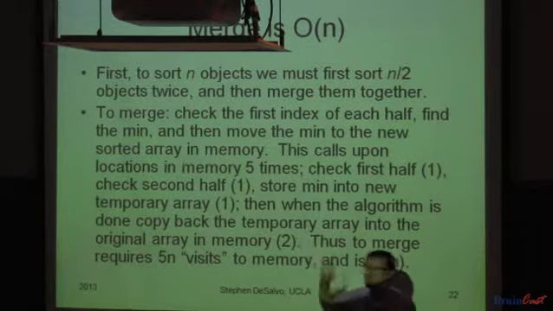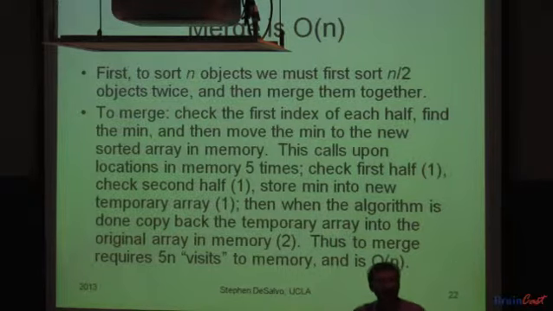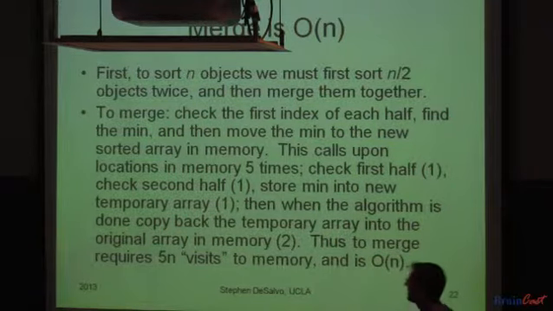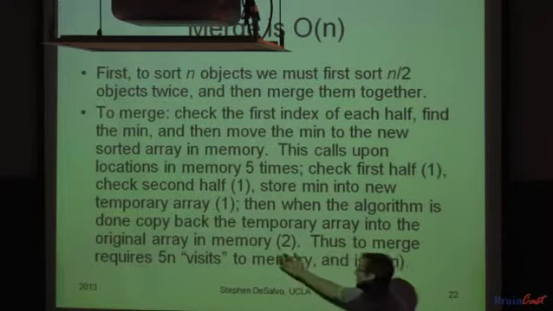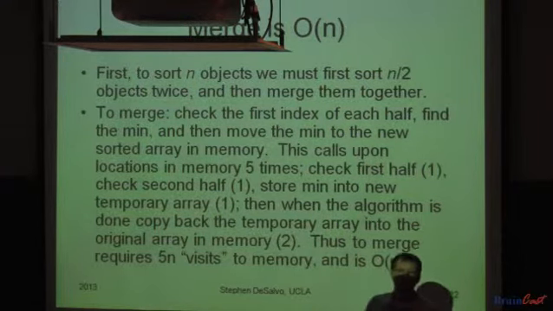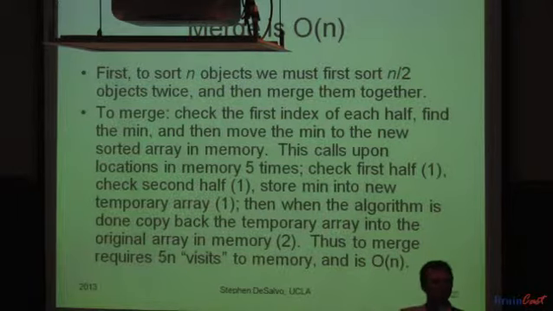Maybe instead of 5, it should have been a 6. But it's not going to matter. Copy back the temporary array into the original array in memory. I said that was 2 steps. So instead of 5, maybe it's a 6. Let's just go with 5.